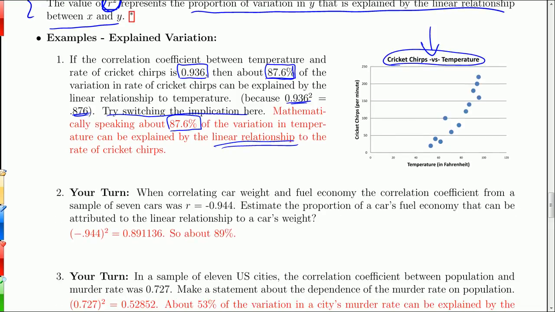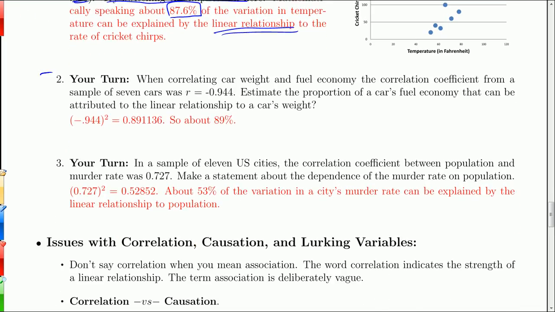Okay, your turn. When correlating car weight and fuel economy, the correlation coefficient from a sample of 7 cars was negative 0.944. Estimate the proportion of a car's fuel economy that can be attributed to the linear relationship to a car's weight. Nice and simple. Take negative 0.944, that's R, right? You square it, you get 0.8911.